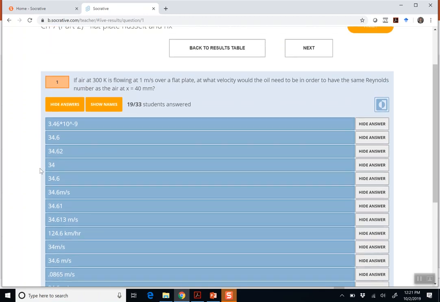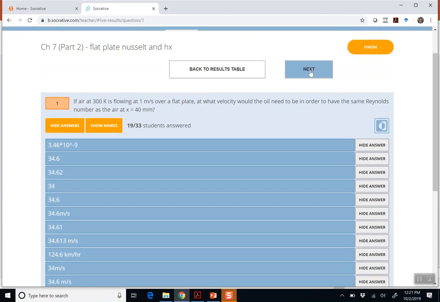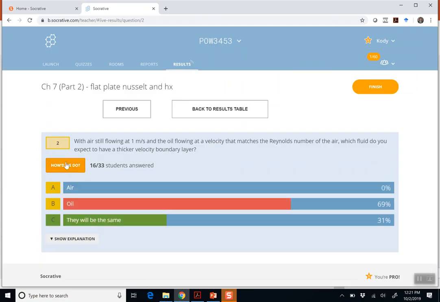So of the two, which is going to have the thicker velocity boundary layer? When they're both flowing at the same velocity, the oil had a much thicker velocity boundary layer. Okay, so the correct answer here is that they'll both be the same.